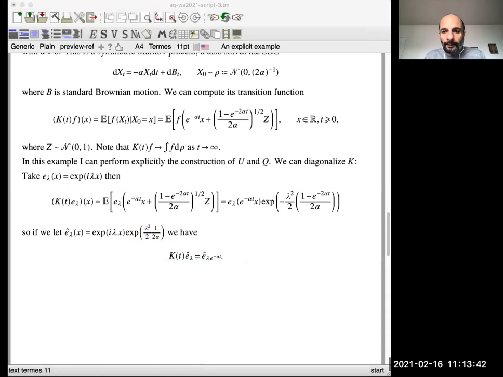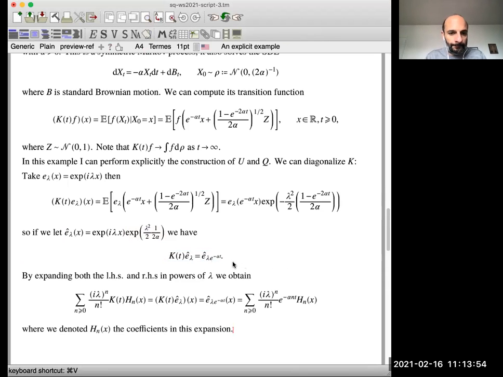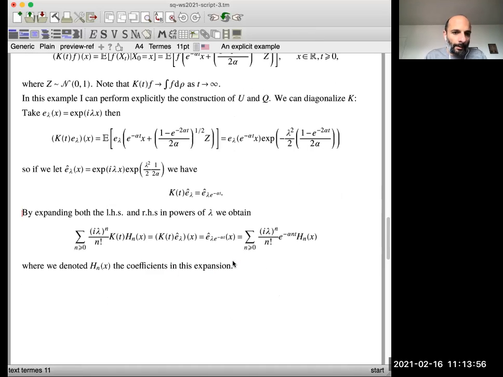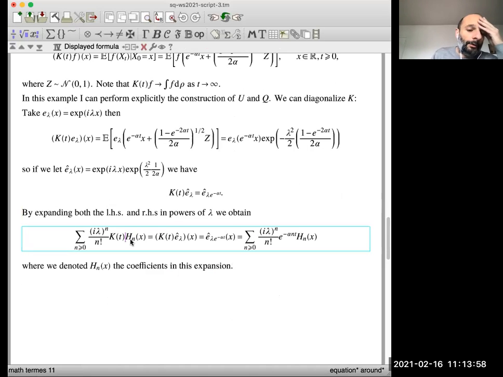And this tells us something because you can expand both sides in powers of lambda. You would have to prove that you can really do this operation, but with the explicit form and the properties of the Gaussian, it's not difficult to check that you can really exchange the sum and the integral.